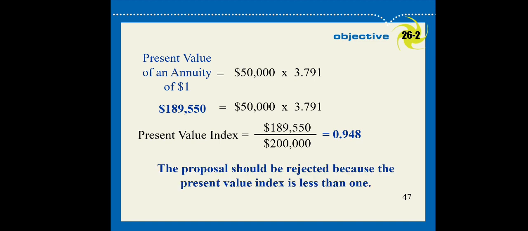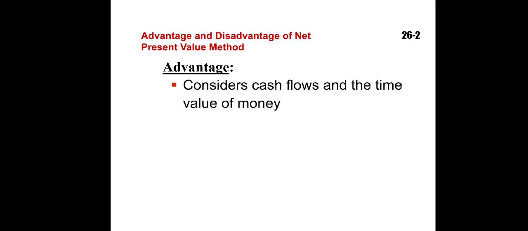The proposal should be rejected because the present value index is less than 1. When the present value index is less than 1, it shows that the investment has a negative net present value. So this investment has to be rejected. We only accept investment that has positive net present value or present value index of more than 1. Okay.